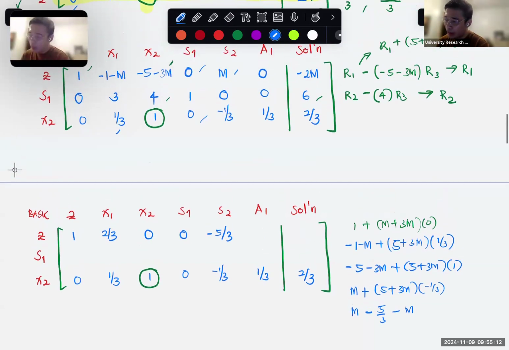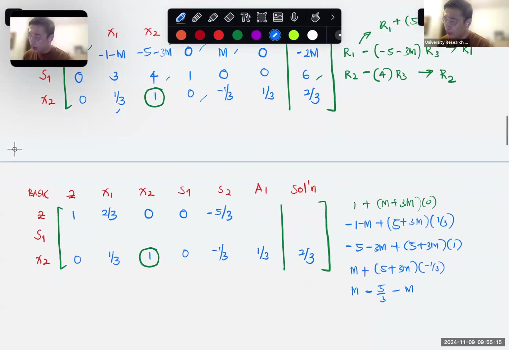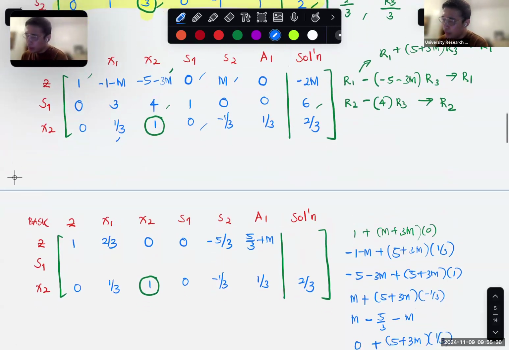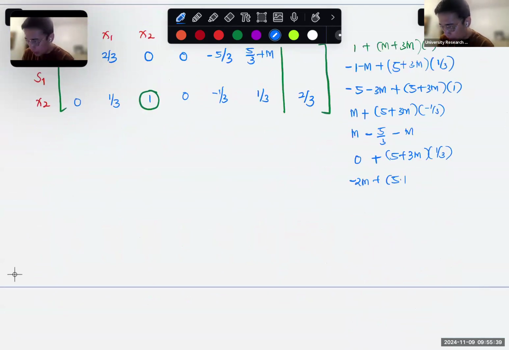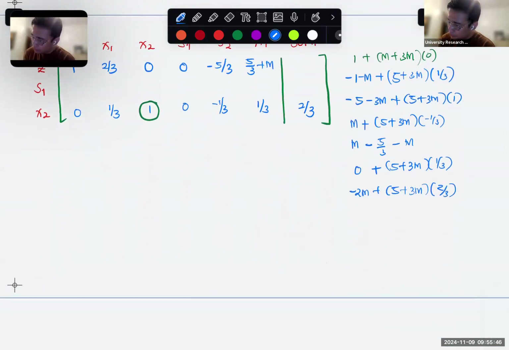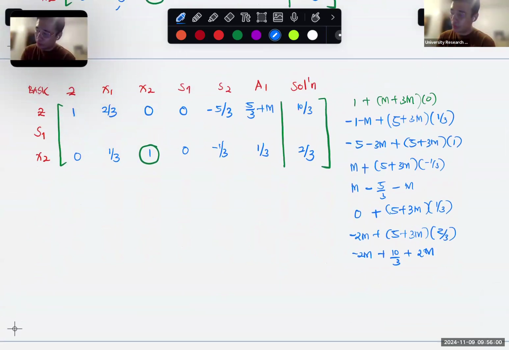Then for our A1, we have 0. And then 0, so plus 5 plus 3M. So divide it with 1/3. So it will become 5 over 3 plus M. And then lastly, we have negative 2M plus 5 plus 3M. And then we have 2/3. So we have negative 2M plus 10 over 3 plus 2M. So negative 2M plus 2M is 0. So we'll have 10 over 3.